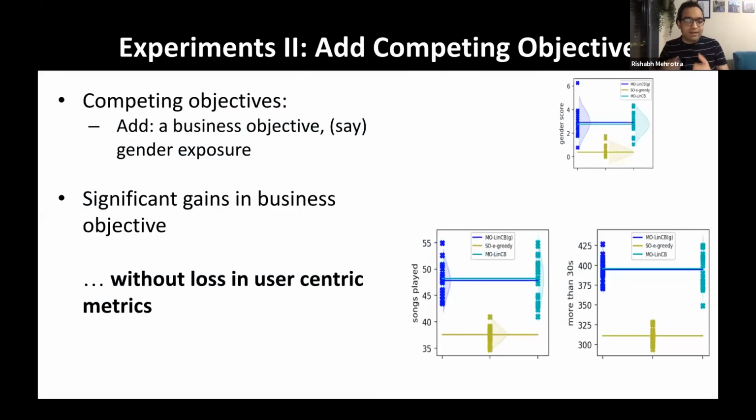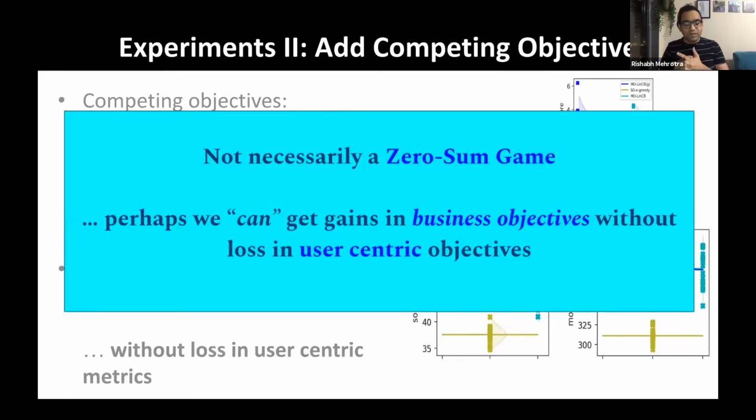Let's start adding a competing objective. Let's say I want to expose some gender. So I pick a set of artists and create this hypothetical group of promoted content. We start to see that here we can get decent gains in the promotional objective without hurting user-centric metrics. This was again a very good win for us because we found from our offline evaluation that it need not be a zero-sum game. If I have to benefit my artists, I need not hurt my users.